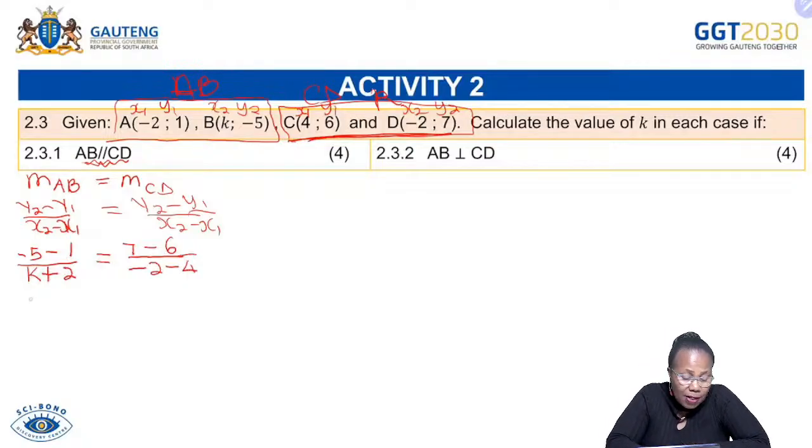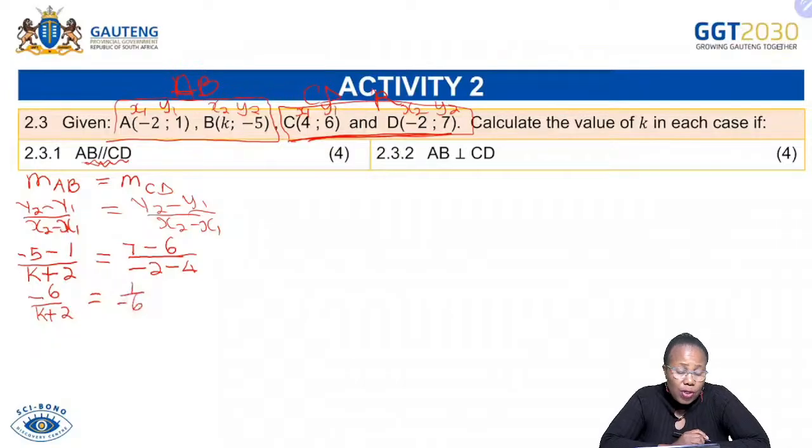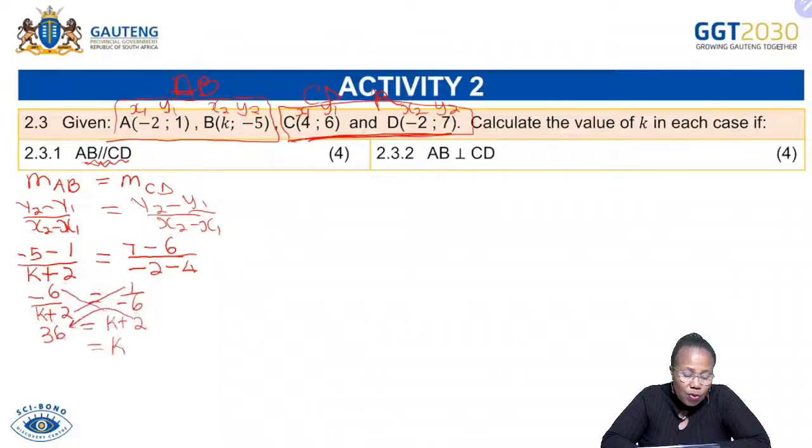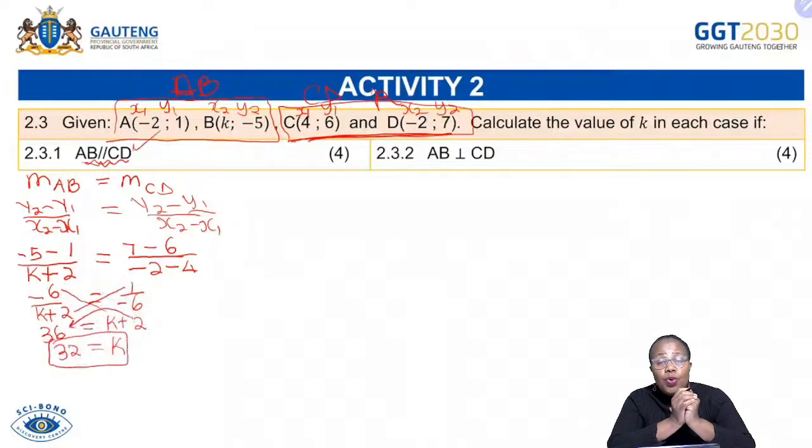There we have -5 minus 1 is -6 over k plus 2, equal to 7 minus 6, which is 1 over -2 minus 4, which is -6. So now we need to cross multiply to solve for k. We are going to cross -6 times -6. That will be positive 36. And then k plus 2 times 1, that is k plus 2. And the next step, we transpose 2 to that side. That will be k is equal to 36 minus 2, that is 32. That is the value of k if AB is parallel to CD.